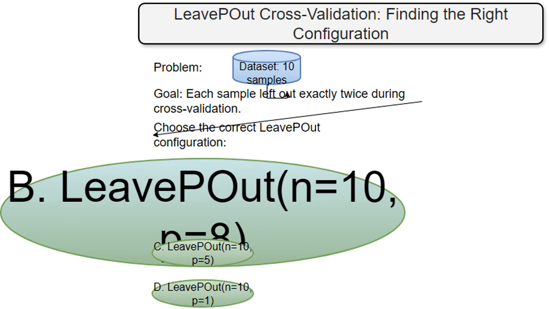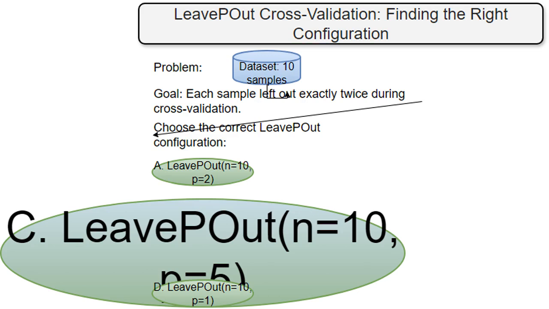In this case, N is 10, and P is 5. This means that in each iteration, half of the samples, 5, are left out for testing, and the other half is used for training. The question is whether this setting will leave out each sample exactly twice. This is another possible configuration that will need to be investigated.